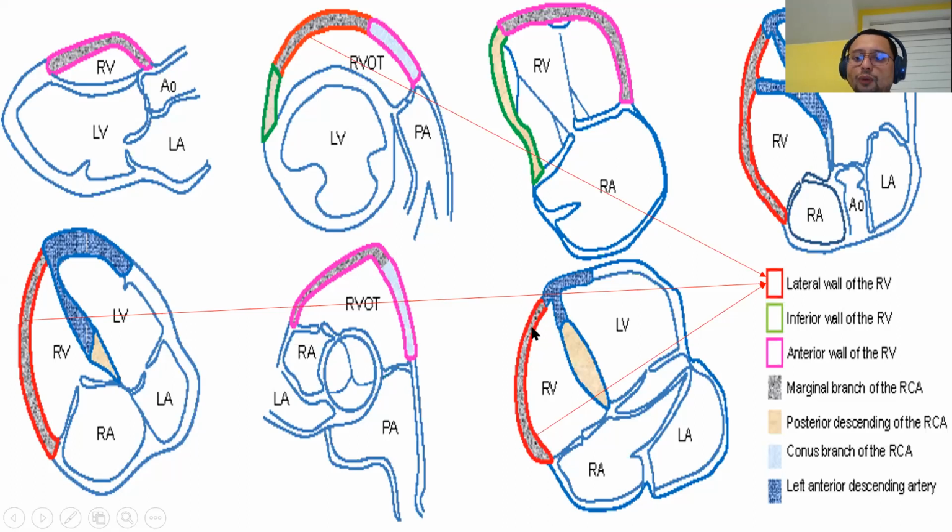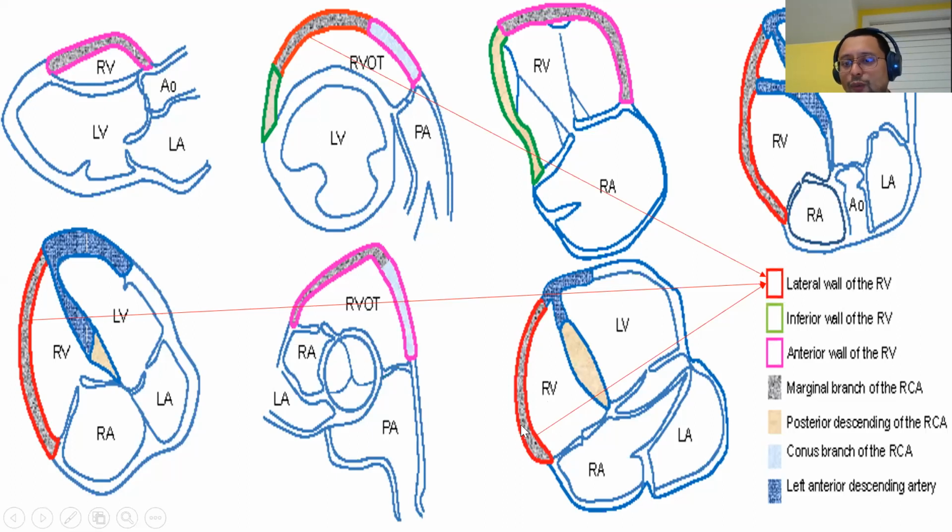So why is this lateral wall of the right ventricle important? It is important because this is supplied by the acute marginal branch of the right coronary artery. So we know that in myocardial infarction, if you see hypokinesia of this segment, this must be a proximal RCA occlusion, proximal to the acute marginal branch.